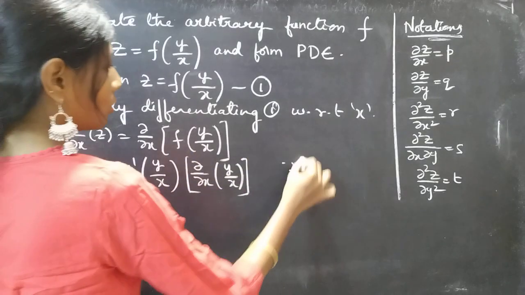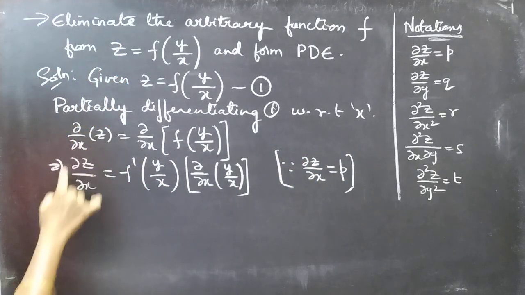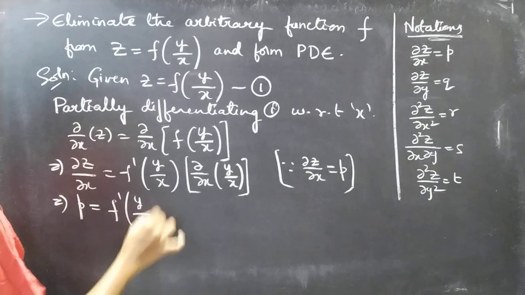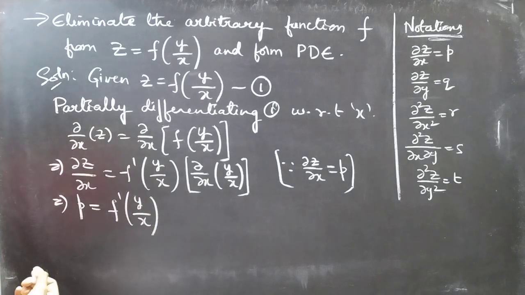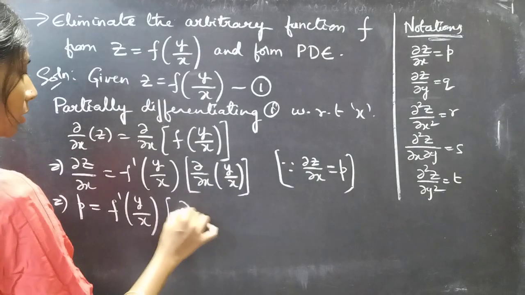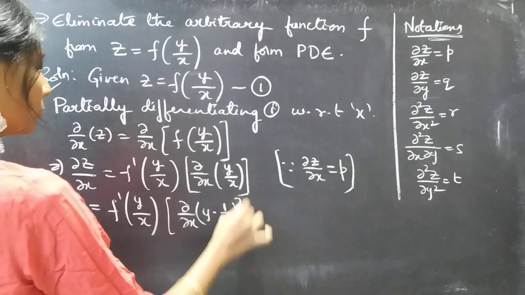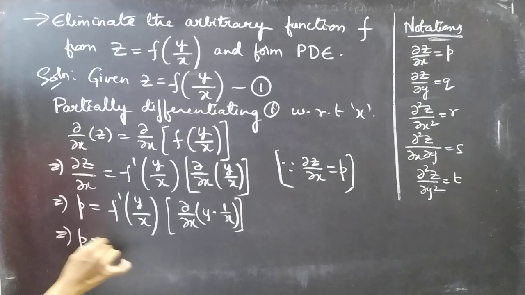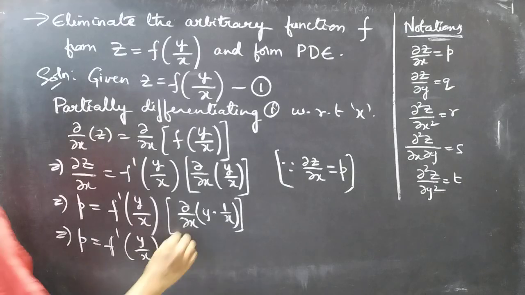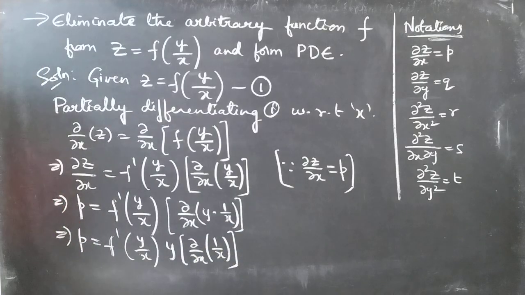Since we have the notation dou z by dou x equal to p, let's replace it by p. We'll get p equal to f dash of y by x. Since we are partially differentiating with respect to x, we'll treat y as constant. Here y is constant and we'll write this term as dou by dou x of y into 1 by x. We'll just take this constant outside the brackets.